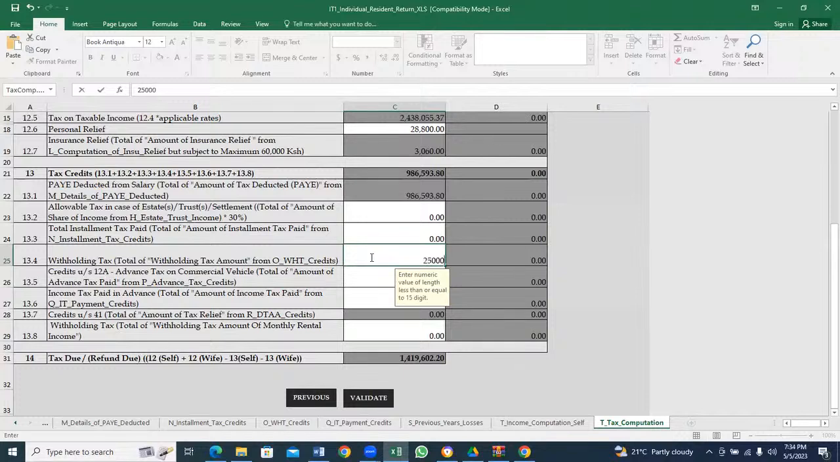Kuna yule mtu aliuliza withholding inawekwa wapi? Umeona? Have you seen where we put withholding?